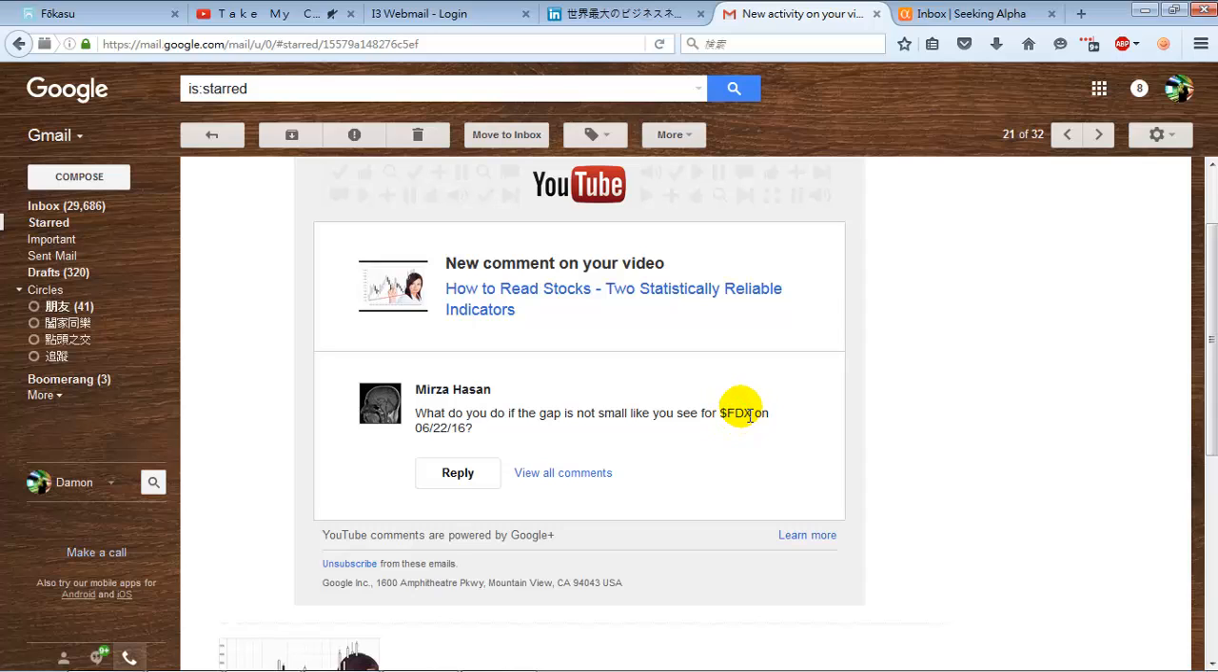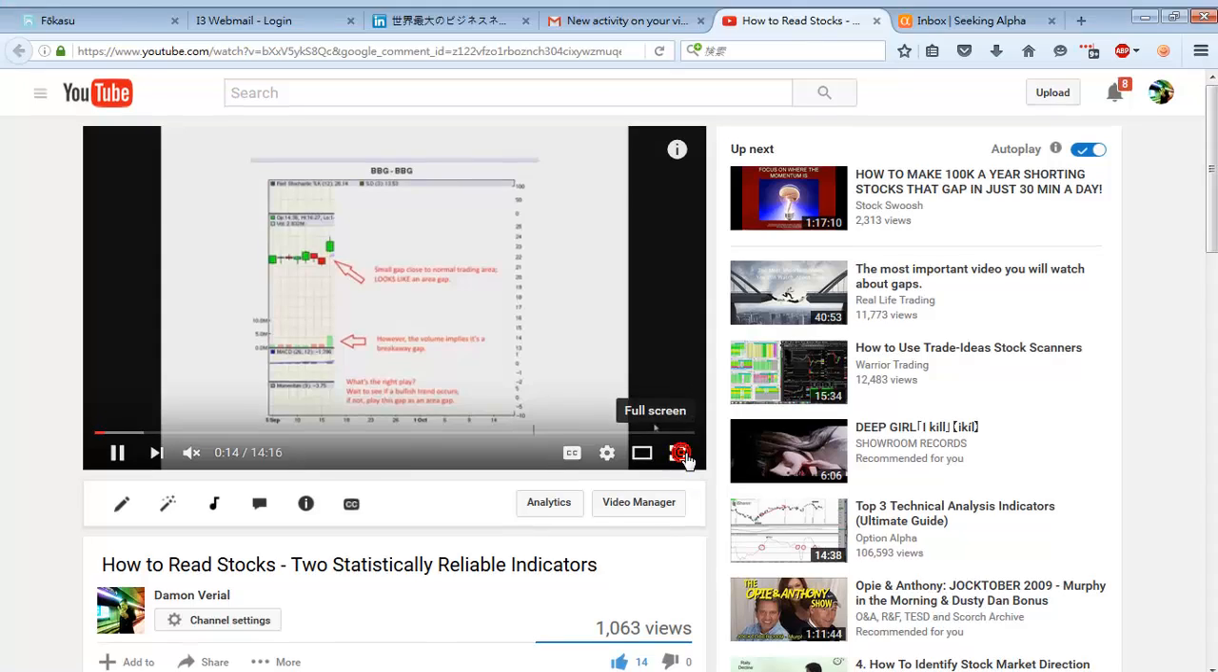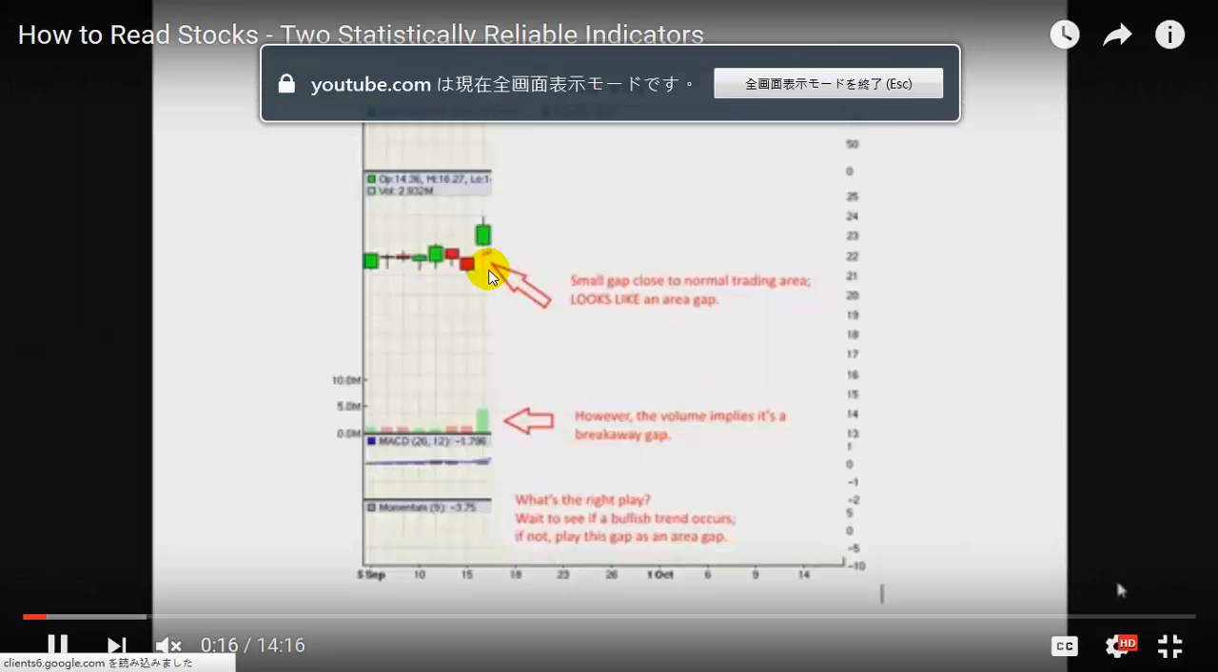Alright, so here's what's going on. Mirza, which is a girl's name, asks in response to a video I made on how to read stocks, which presumably contains an area gap: what do you do if the gap is not small, like you see for FedEx on June 22nd? She's saying that FedEx does not contain a small gap like the gap that I showed you in this video.